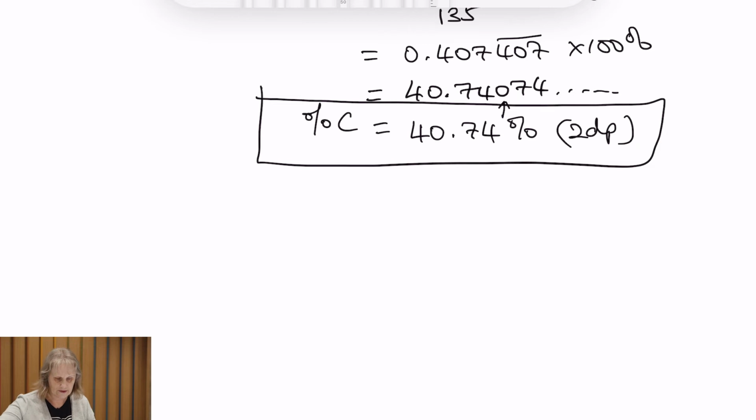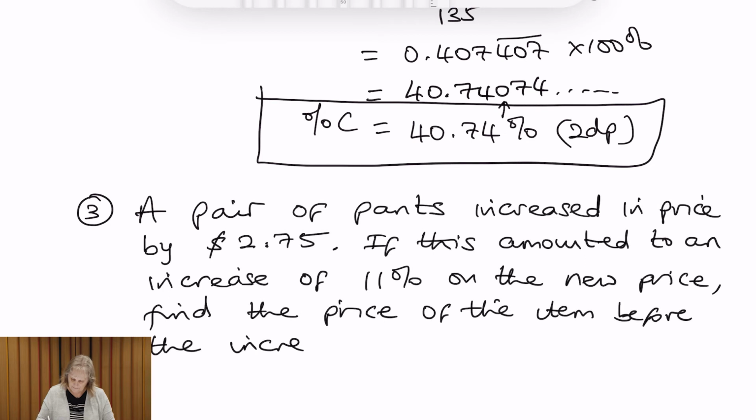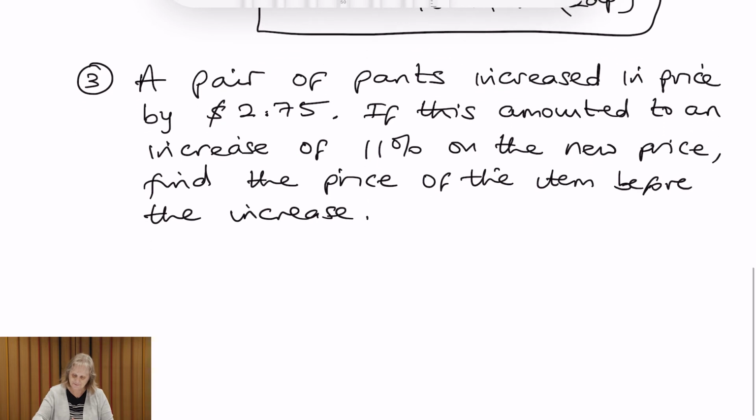Okay, and the third question that we're going to look at is this one here. So this is the third type of question with percent change. A pair of pants increased in price by $2.75. If this amounted to an increase of 11% on the new price, find the price of the item before the increase. So again, lots of information to sort of digest.